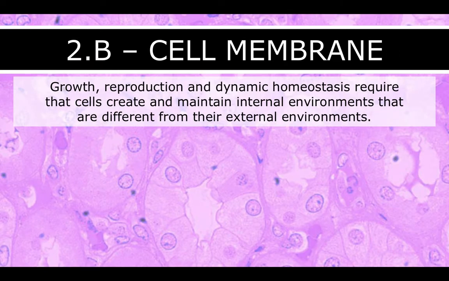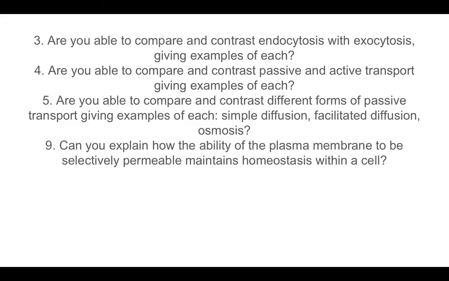Okay, so this is the second video for cell membranes. At the end of this slideshow, you should be able to compare and contrast endocytosis with exocytosis and give examples. Compare and contrast passive and active transport, give examples. Different forms of passive transport, including simple diffusion, facilitated diffusion, and osmosis. And can you explain how the ability of the plasma membrane to be selectively permeable maintains homeostasis within a cell?